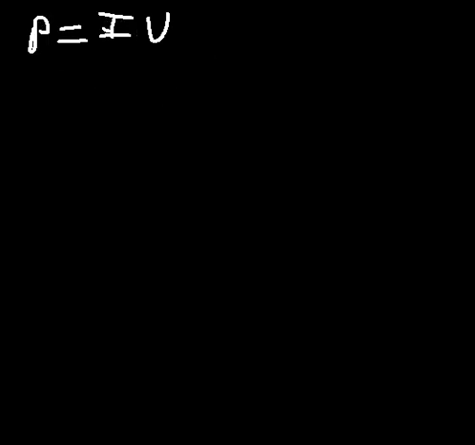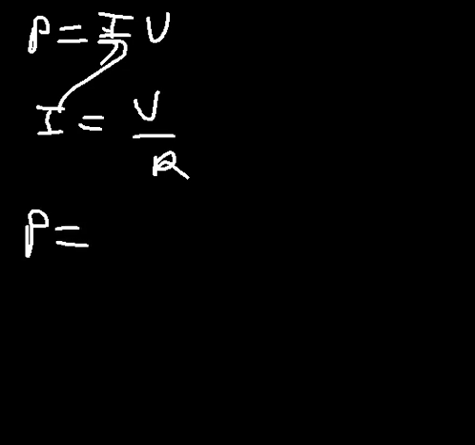Now, according to Ohm's law, we know that the current is given as the voltage over resistance. It means if we substitute this current into this formula, the power will be given as V squared over R. Now this is also another formula for the electric power.